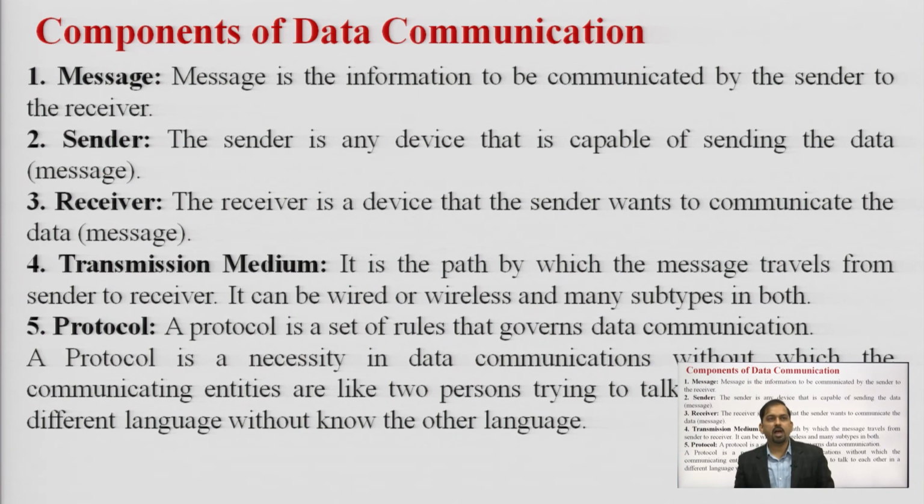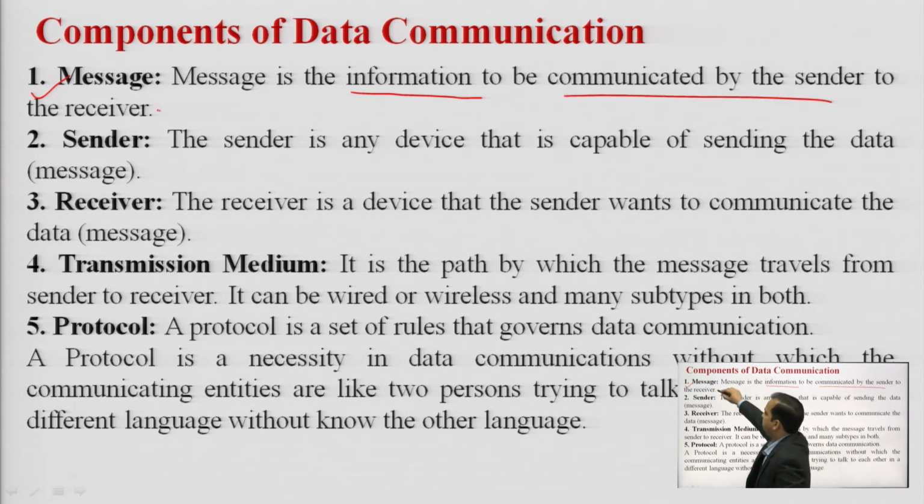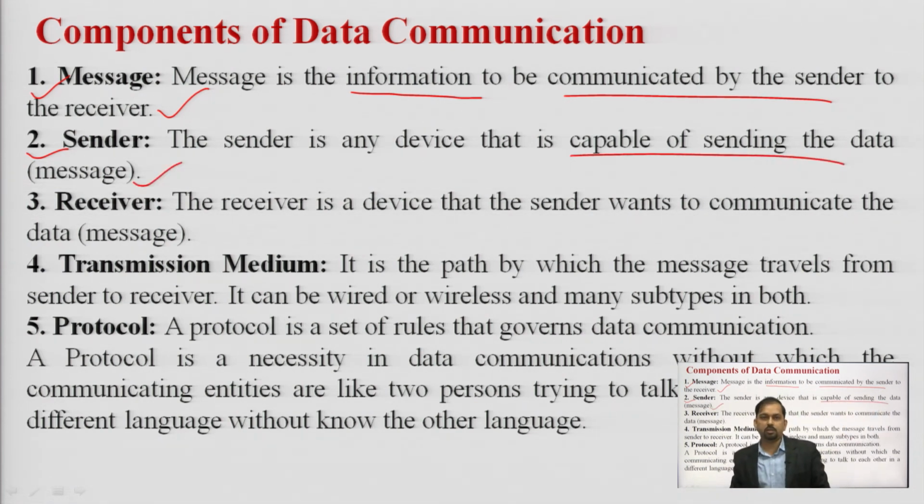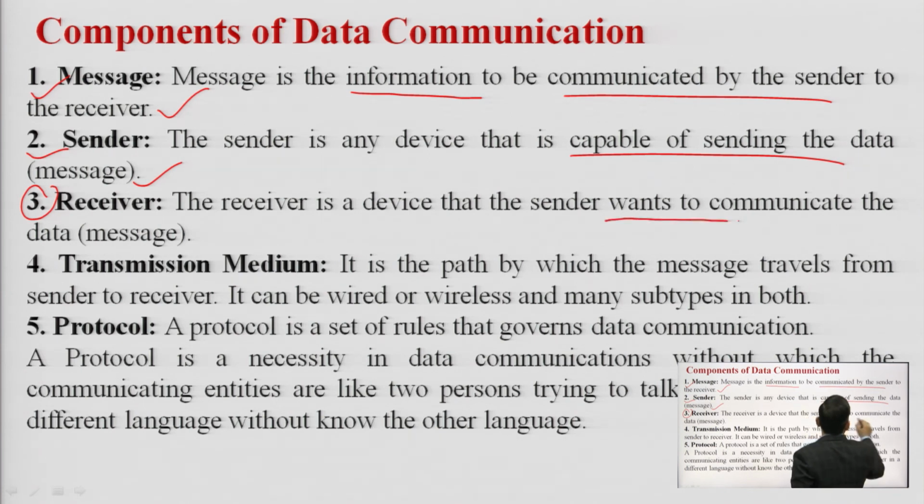So first we have the components of data communication. The first component is a message. The message is the information or the data which is required to be communicated by the sender to the receiver. The sender is any device that is capable of sending the data, the information, the message. The receiver is able to communicate with the sender, and it can receive the signal which the sender has transmitted.